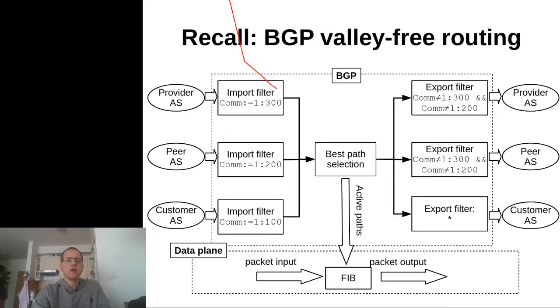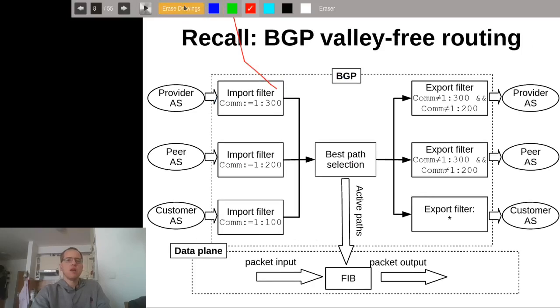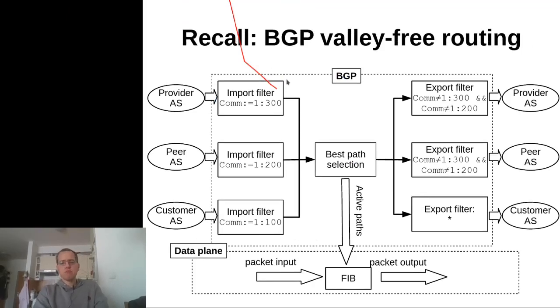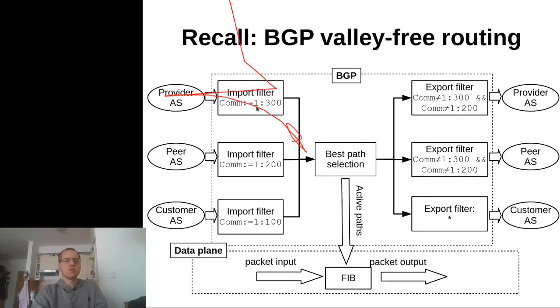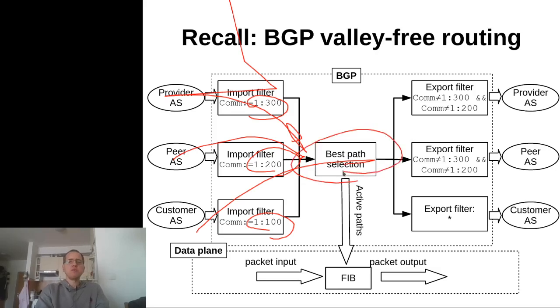And this is our diagram which describes this logic. So wherever we have an announcement from a provider, we're going to associate the BGP community 300 with it. Wherever we have an announcement received from a peer, we apply an import filtering rule that will associate the BGP community 200 with it. And wherever we have a customer announcement, the customer announcements will have the BGP community 100 associated with it.